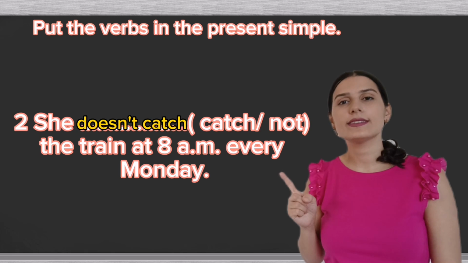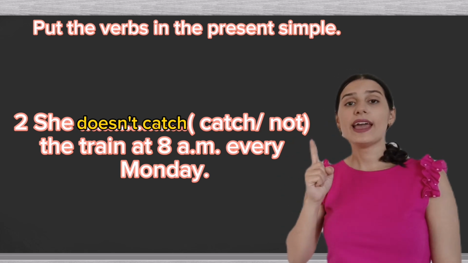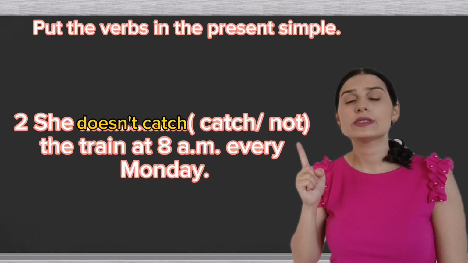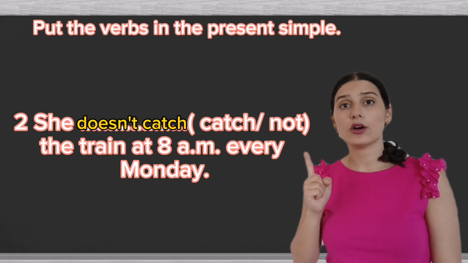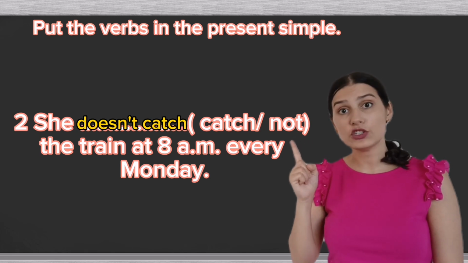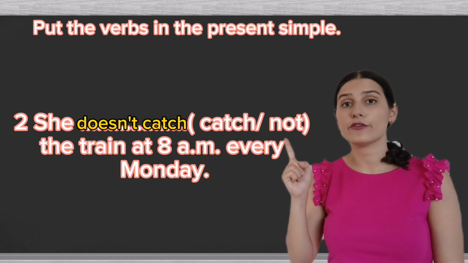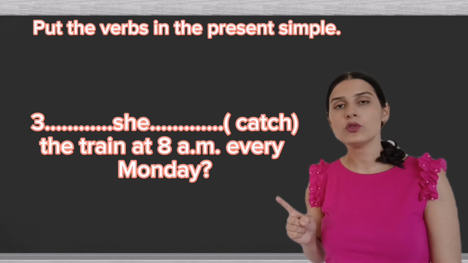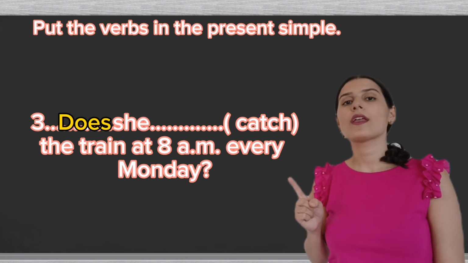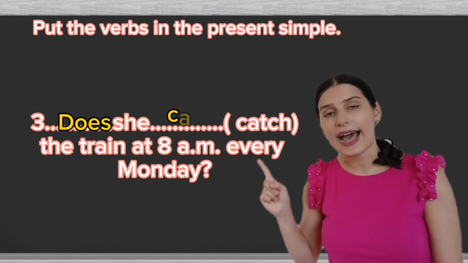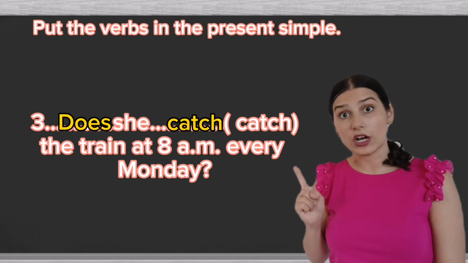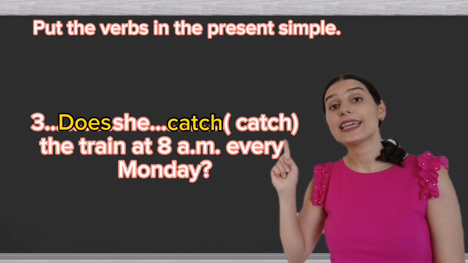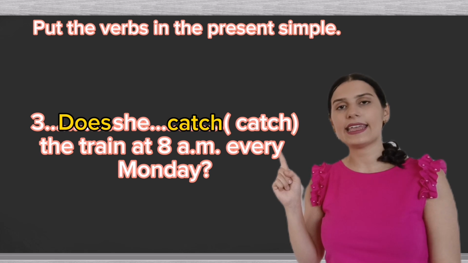She doesn't catch. Since we have doesn't, we can't say catches anymore. We have to use the infinitive form of the verb. So she doesn't catch the train at 8 a.m. every Monday. Okay, so this is a question. We start with does. Again, does she catch? It's because we have does. We use the infinitive form of the verb. So does she catch the train at 8 a.m. every Monday?